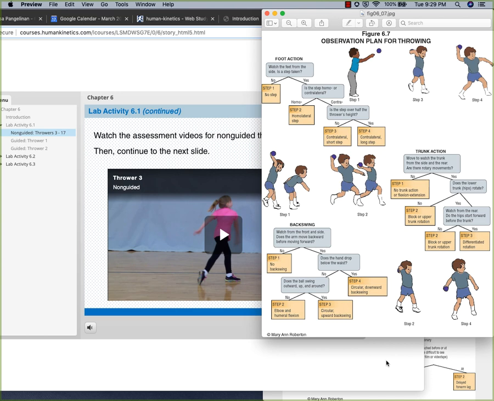If you have any questions, please email me as soon as possible. I'm happy to help you work through thrower 1 again, or one of the other throwers that we don't have to evaluate for the quiz, to make sure you're on track for evaluating the component actions.